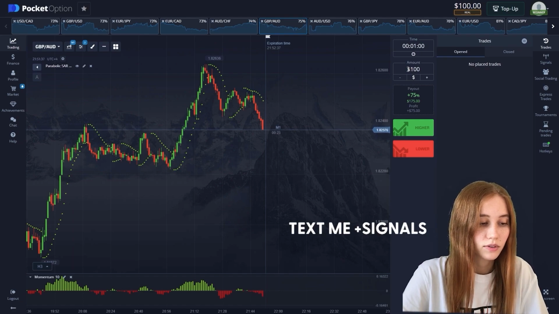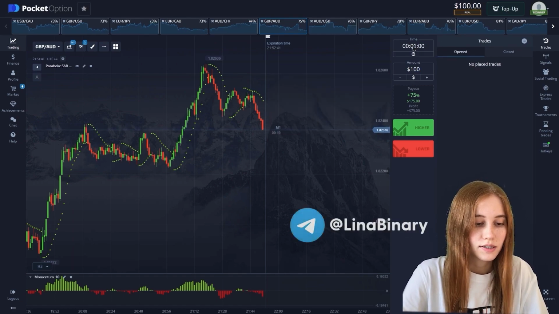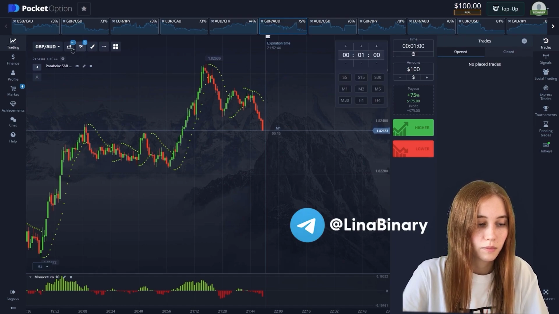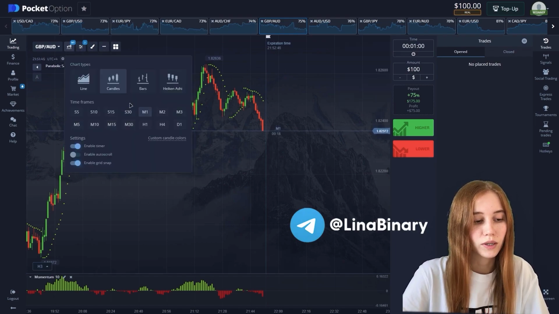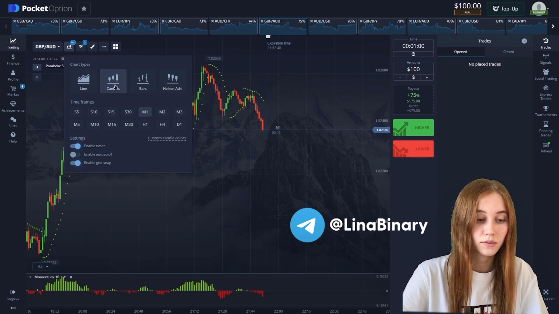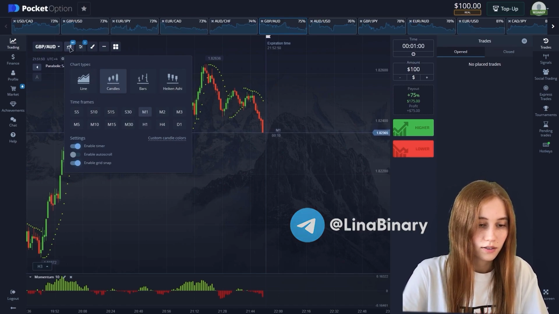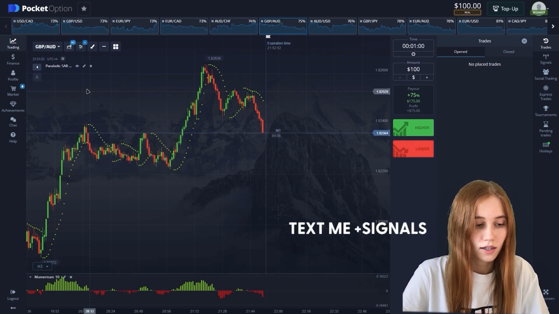Let's set up our workspace. The amount of deals will be $100. Deal time is 1 minute, therefore we include the minute time frame in candles. And these are my settings at the moment.